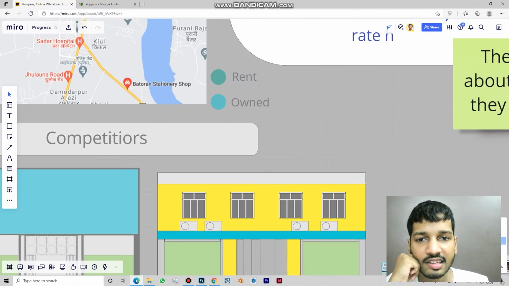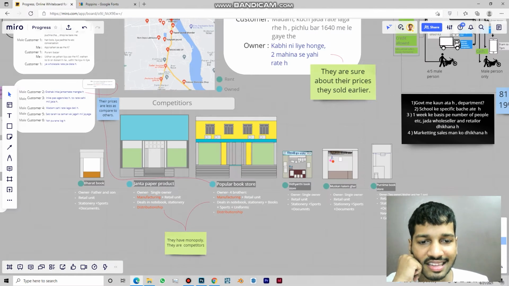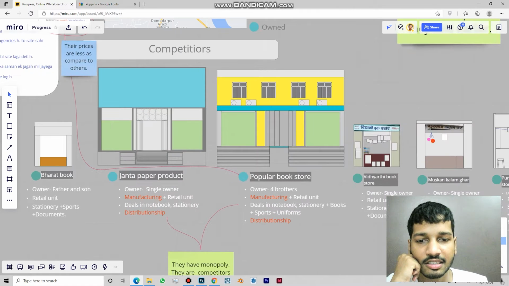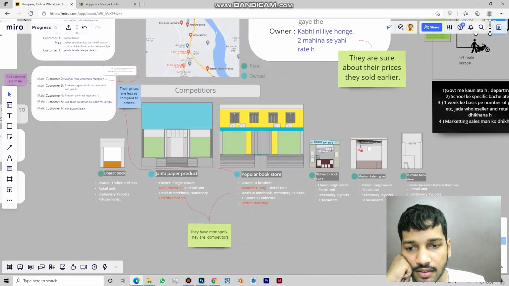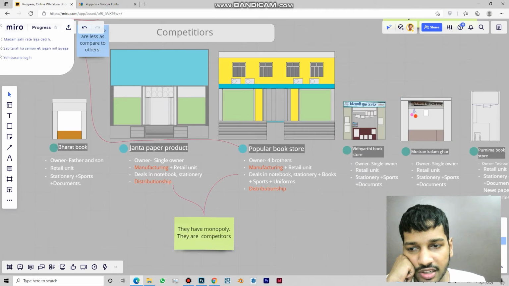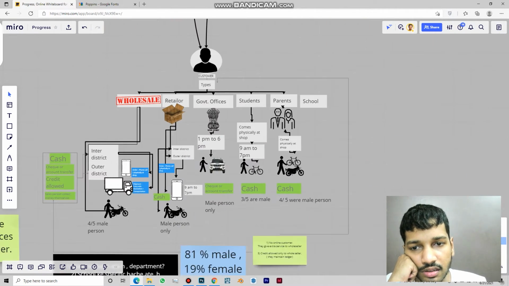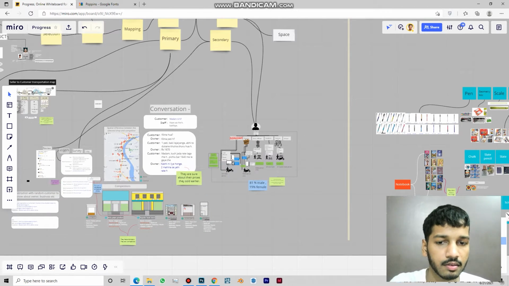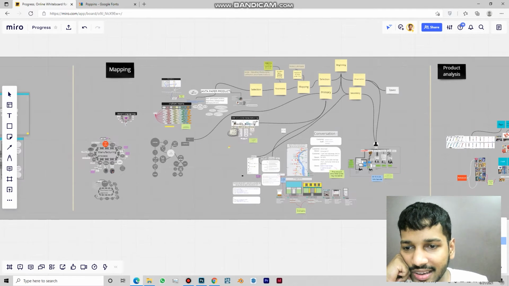The color here denotes rent, and this one is owned by the owner. So these are the 6 shops I observed, and out of 6, just Chandrapura and Popular Bookstore were not on rent. And basic details: who is the owner, what is the deal. So yeah, this is more in detail about the customer analysis map. I hope I'm not leaving anything behind.